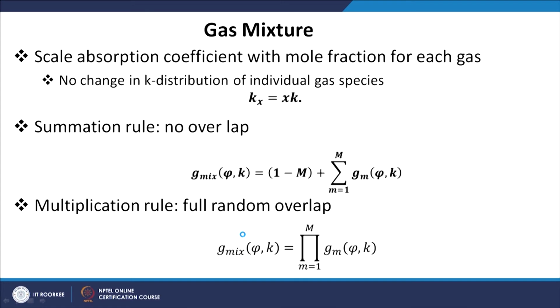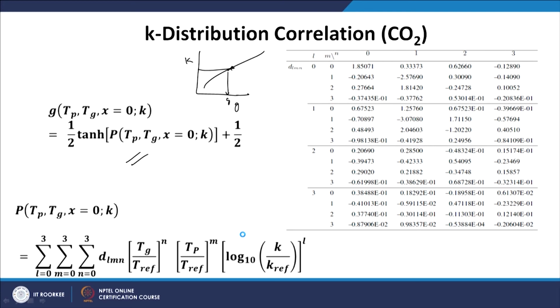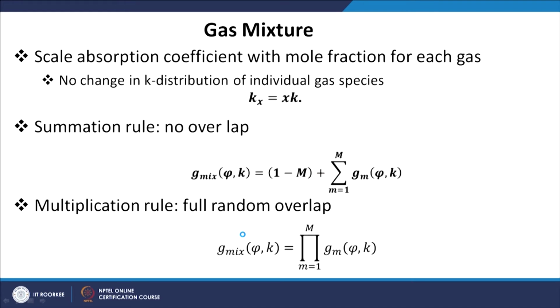Now, for the gas mixture we can generate k distributions very easily. All you have to do is use this correlation for individual gases. Suppose we have a mixture of carbon dioxide and water vapor, you apply this correlation to CO2, similarly you apply this correlation to H2O separately. Now, when we have a mixture, the mole fraction will not be equal to 1, that means the mole fraction of individual gases will be different. There is no change in k distribution if you have a mixture of gases. All you have to observe is that the absorption coefficient will scale by mole fraction.